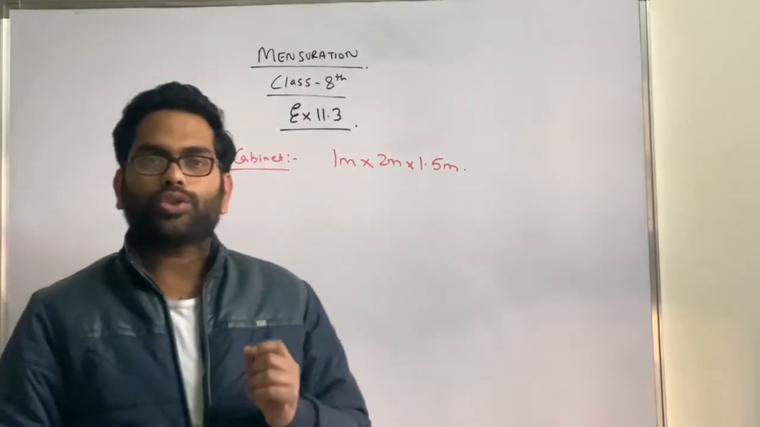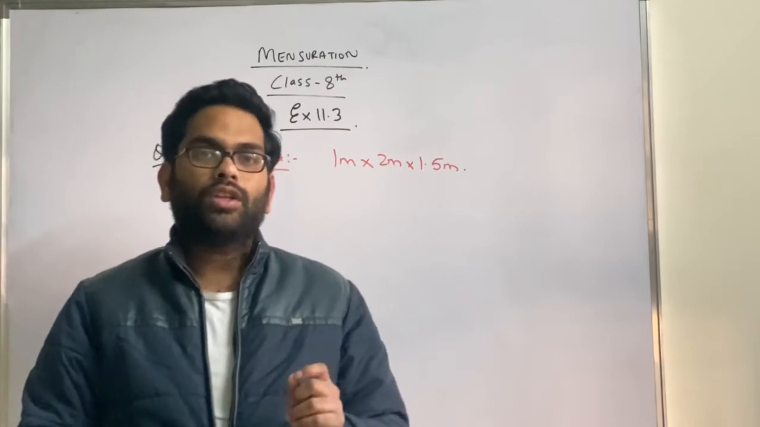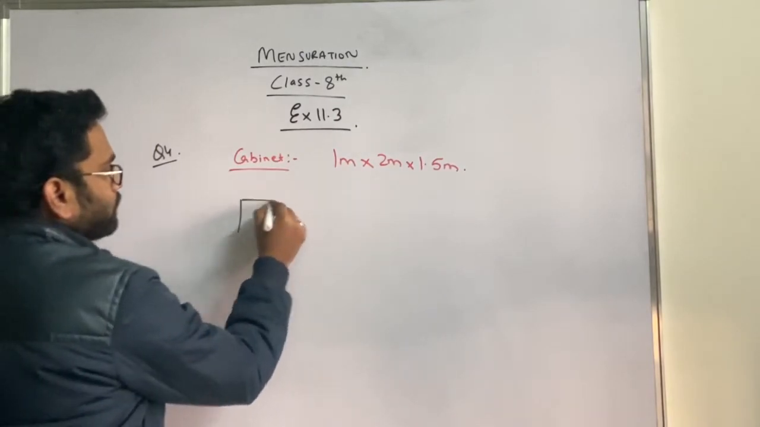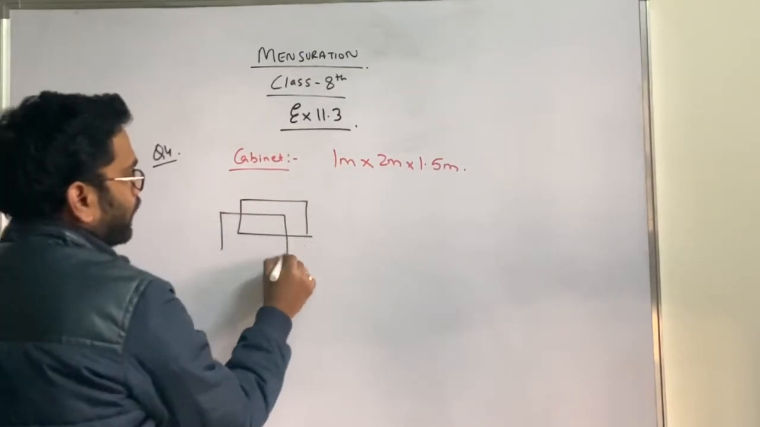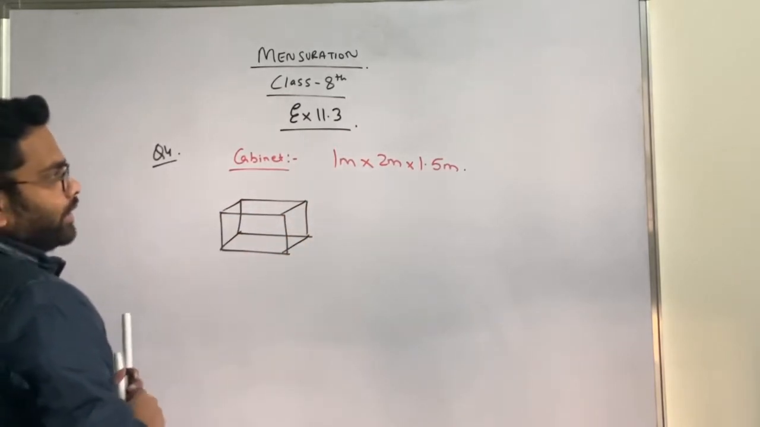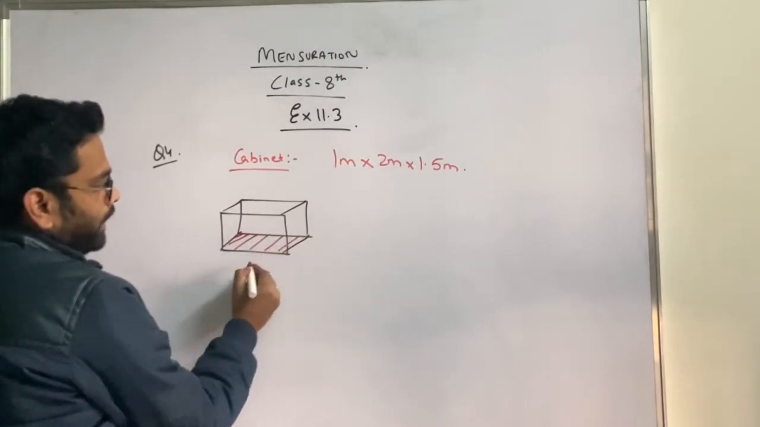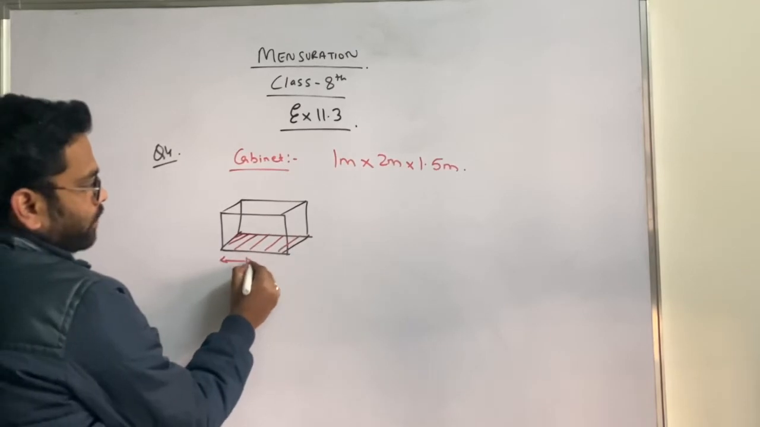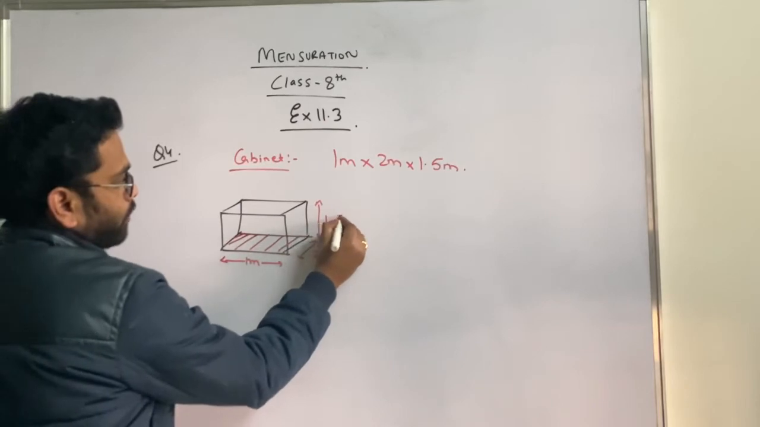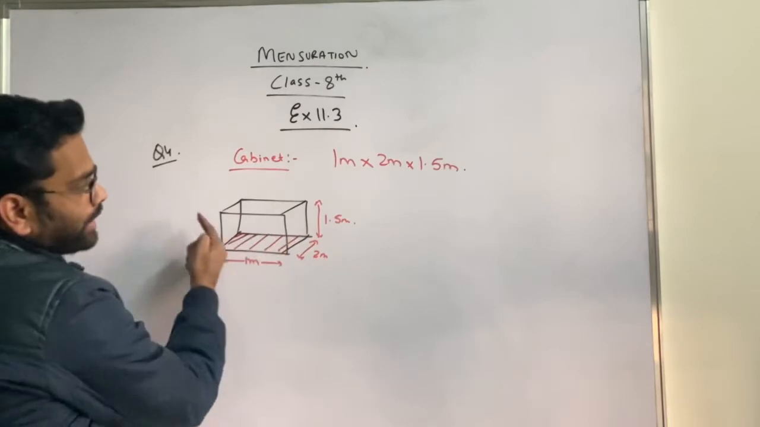Now you should pay attention. In this question, Rukhsar is painting the cabinet all around, but she is not painting the bottom of the cuboid. That means अगर हम लोग एक cuboid बनाएं, if we draw one cuboid like this, so she is not painting this part. She is not painting the bottom. What is the length of this? 1 meter. What is the length of this? 2 meter. And what is the length of this? 1.5 meter.